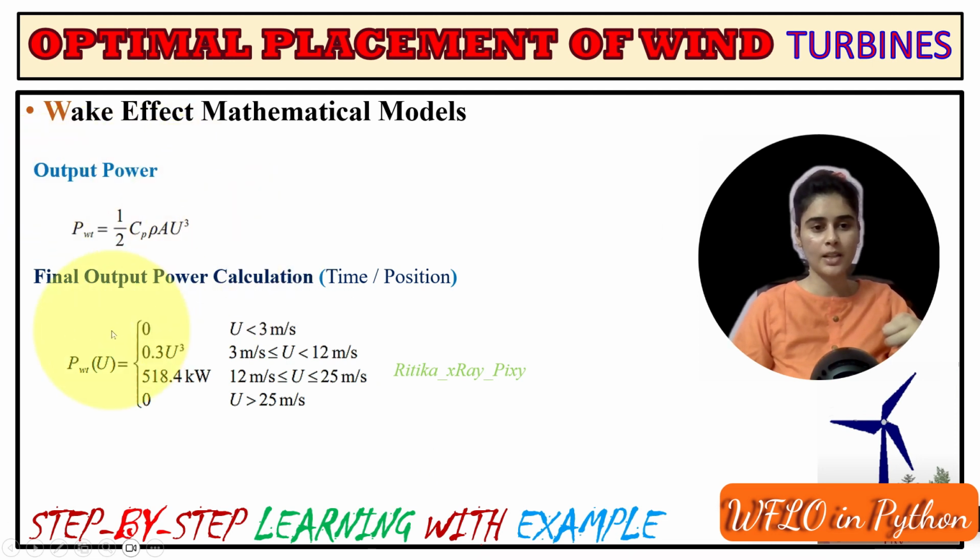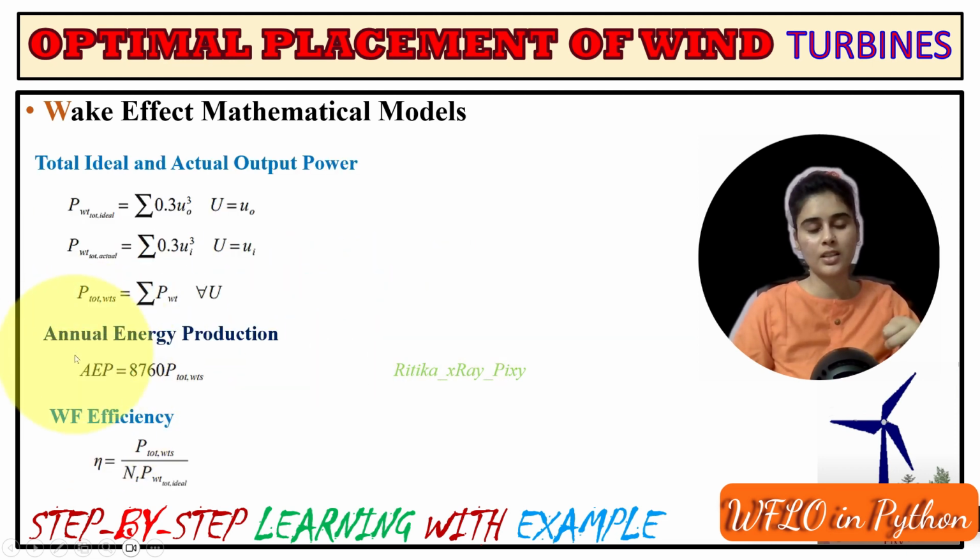Then we have power calculation. Here you can see we have different cases for the power calculation. So we have the virtual environment, so we'll use different virtual wind speed values. Then we will calculate the final output. Then you can see here, this is the annual energy production that we will calculate using this.